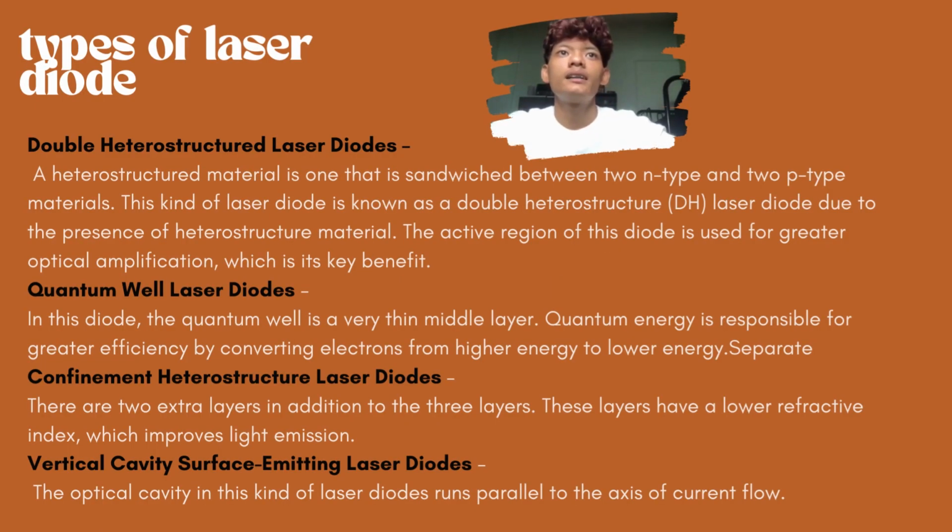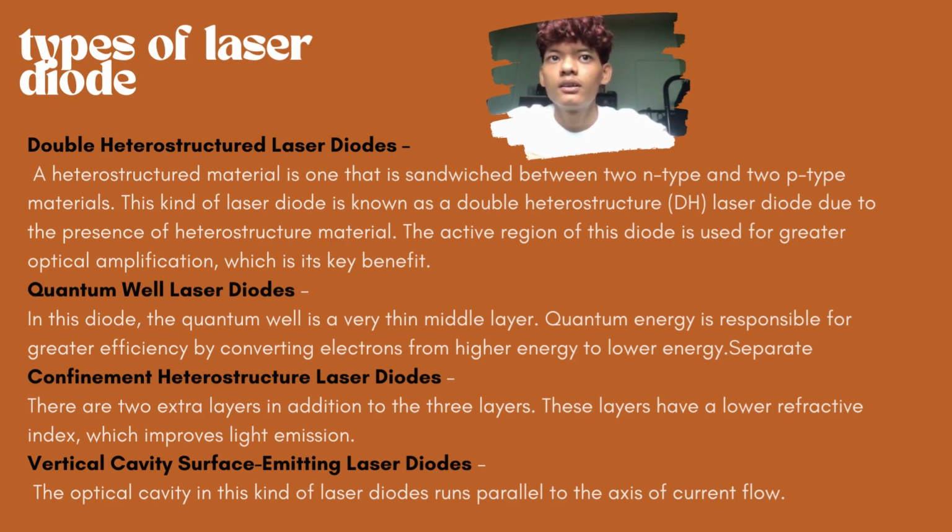So here are the types of laser diode. First, double heterostructure laser diodes. A heterostructure material is one that is sandwiched between two N-type and two P-type materials. This kind of laser diode is known as a double heterostructure DH laser diode due to the presence of heterostructure material. The active region of this diode is used for greater optical amplification, which is its key benefit.